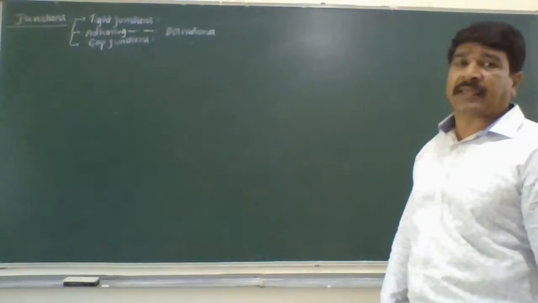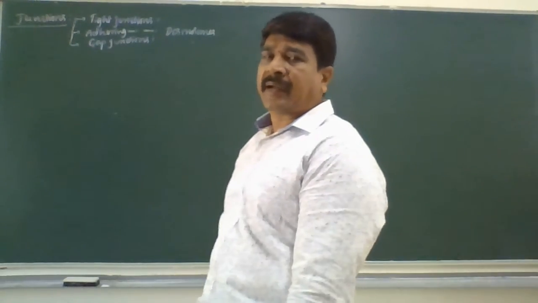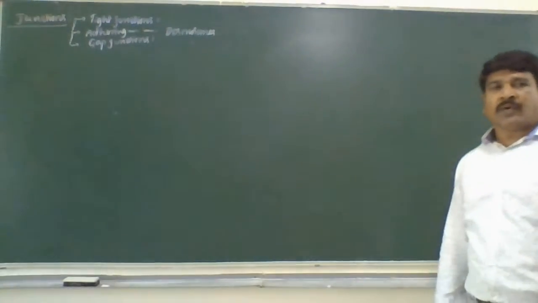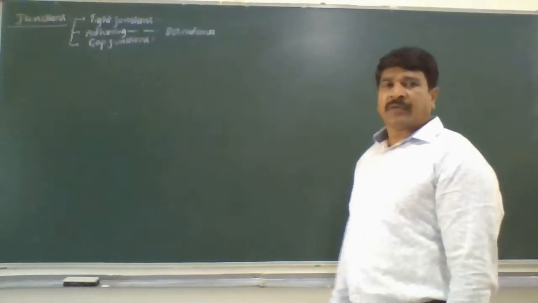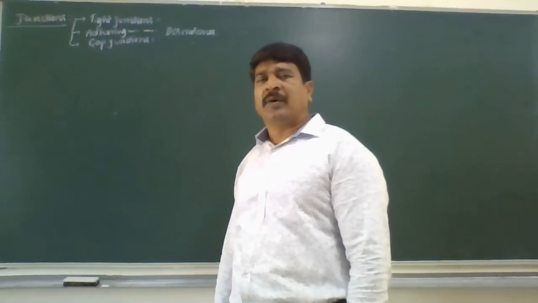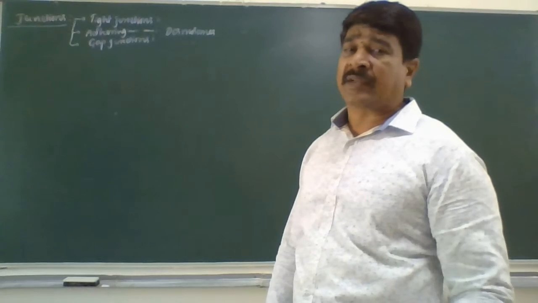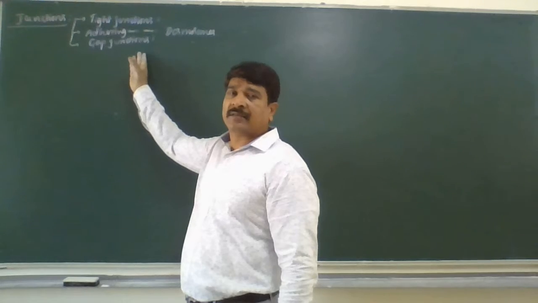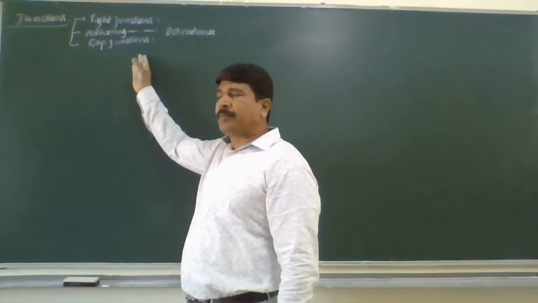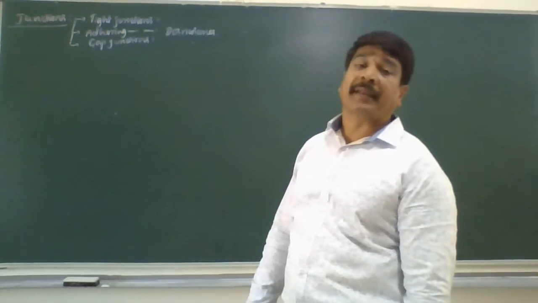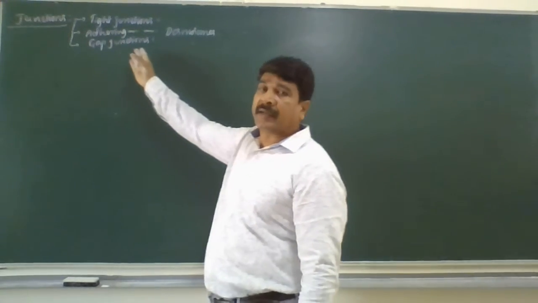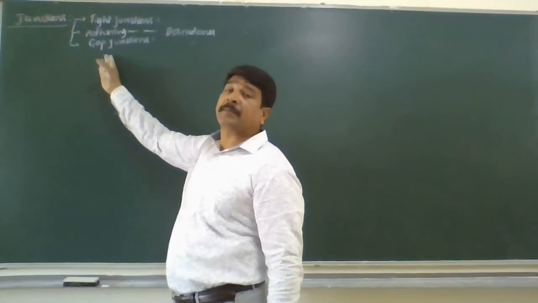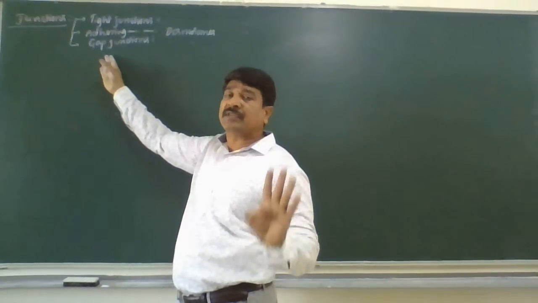Next, the last one is the gap junctions. These are the hydrophilic channels formed between the cells with the help of six protein cylinders called connexons. These are called gap junctions. So tight junctions, adhering junctions and gap junctions. These are the three types of junctions we should remember.